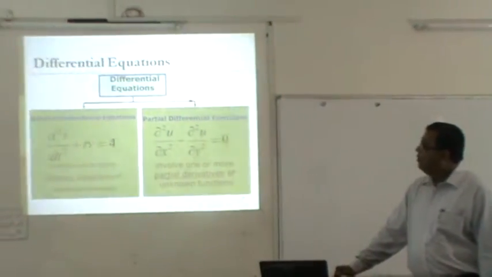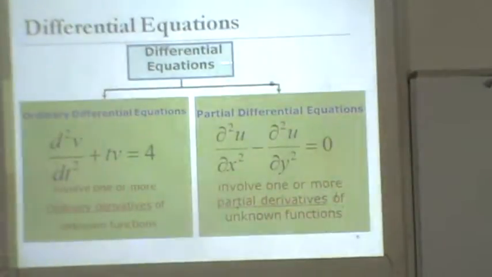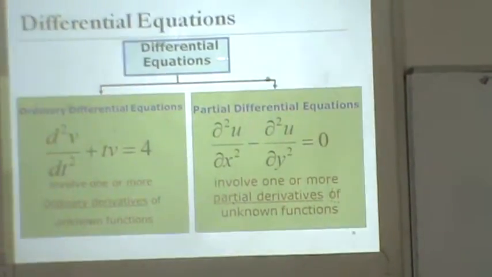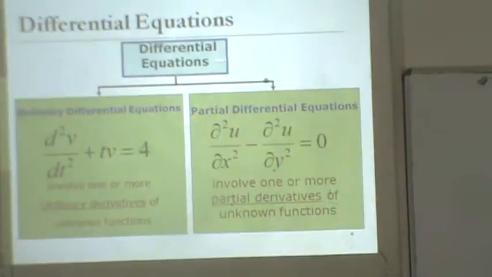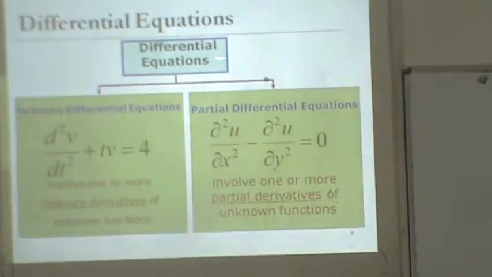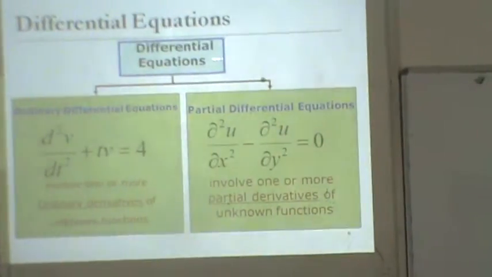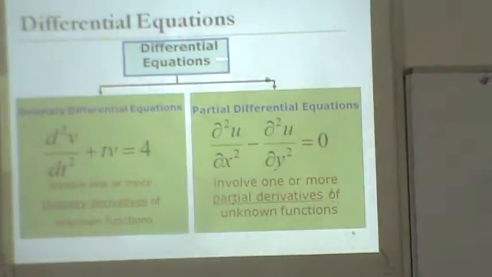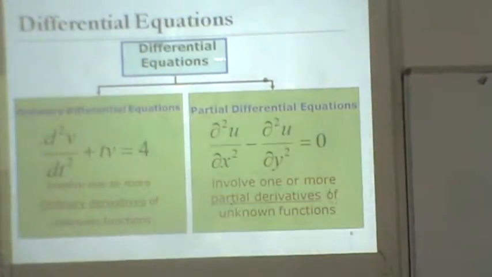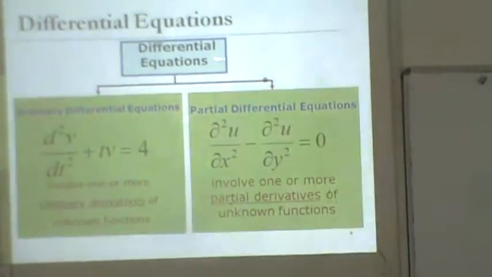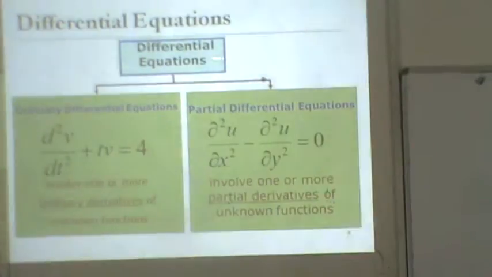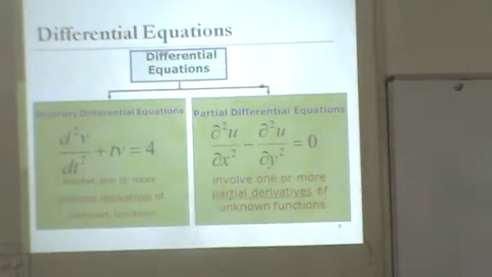Look at here how to differentiate the ordinary differential equation, popularly known as ODE, and the partial differential equation. Look at the first example, d square v by dt square plus dv by dt is equal to 4. It involves one or more ordinary derivatives of unknowns. So here v is called the dependent variable, which is also called the unknown function, and t is the independent variable, and hence it is the ordinary differential equation. So the basic concept is why the word ordinary appears: it is a function of a single independent variable.